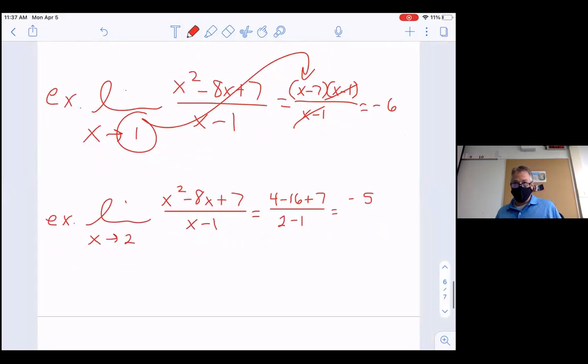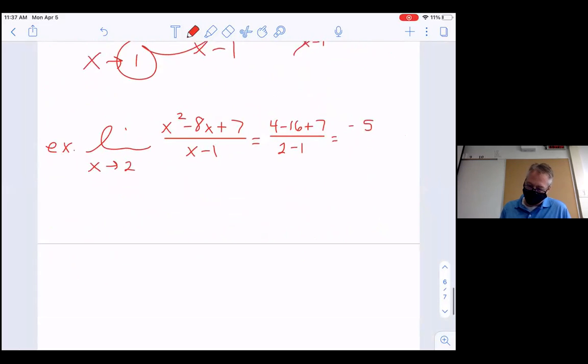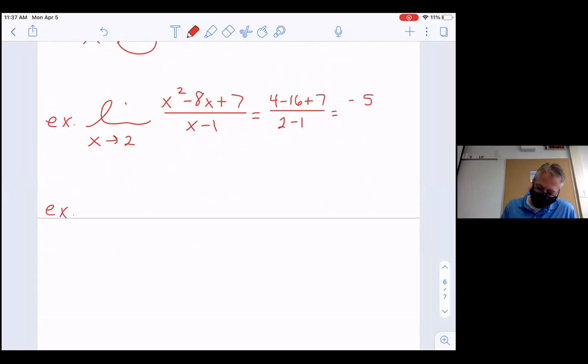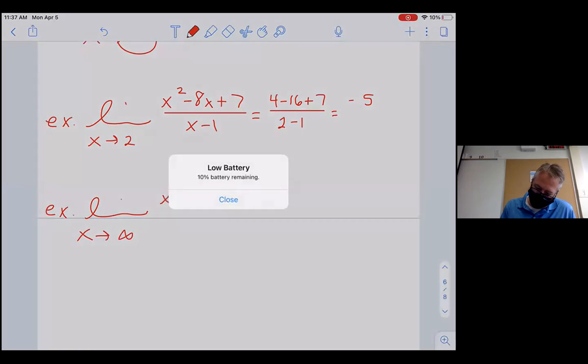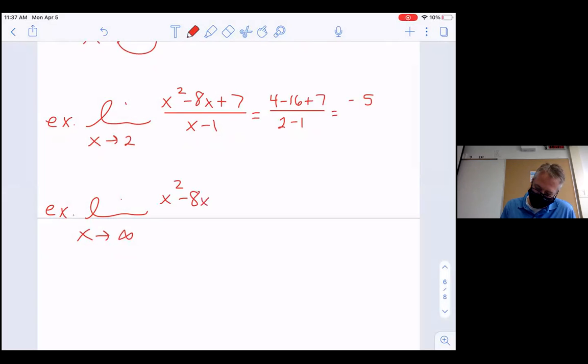All right, I'm going to just keep rolling and throwing a couple more at you guys. Let's stick with the same function. Let's find the limit as x goes to infinity of x squared minus 8x plus 7 all over x minus 1. And so for that one, this is going to infinity. So now it's a rational. We do the top heavy, bottom heavy or equal thing. Well, looking at this, it's top heavy.